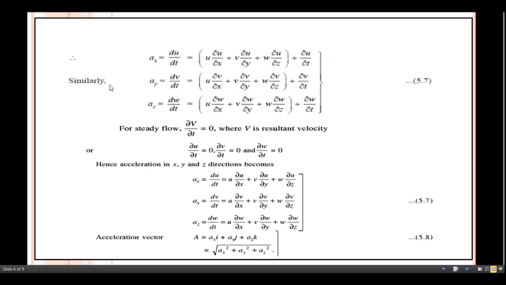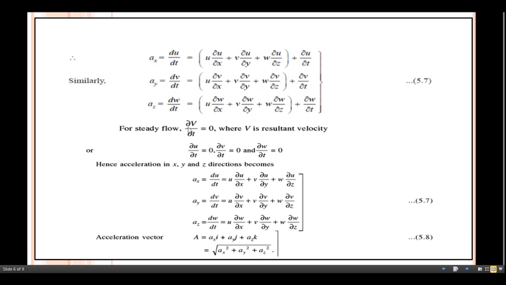Similarly, along the y direction, we get the acceleration ay equals dv by dt. And if you look, the difference comes only here: ∂v/∂t. The remaining terms stay the same for the next ones also. So here ∂v/∂t and here ∂w/∂t. This term actually changes with respect to every axis. For the y-axis, the velocity is considered as v. In the case of the z direction, the velocity along that direction is w. So the changes will occur, and this term remains as it is.